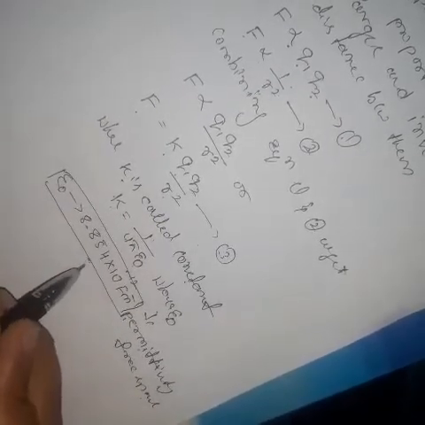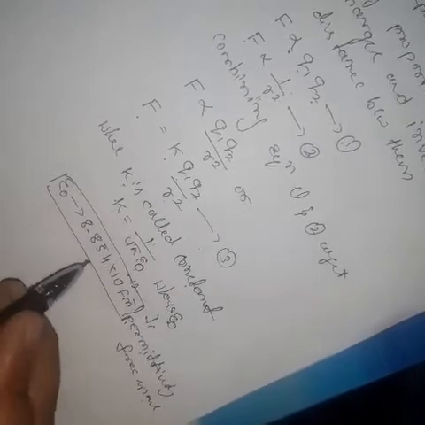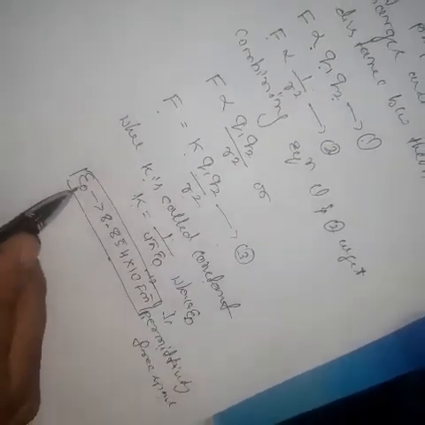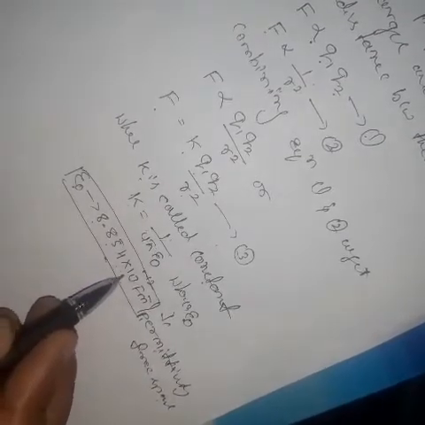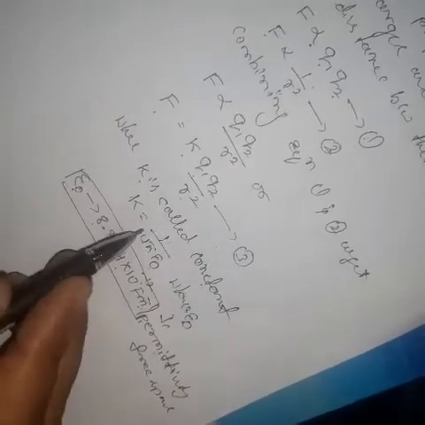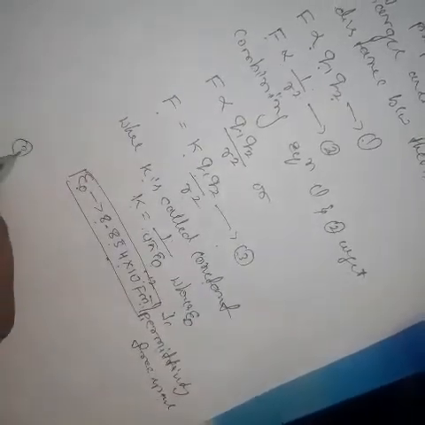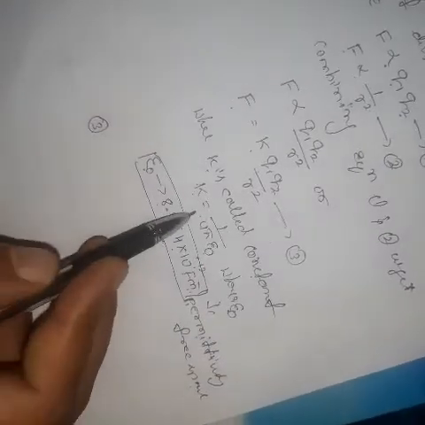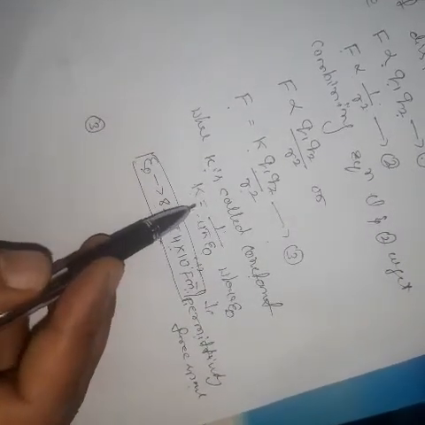This value is used in some problems. The epsilon naught value is 8.854 into 10 power minus 12 farad meter inverse. Equation number 3 can be written with the k value, the proportionality constant, and this value is substituted in equation number 3.